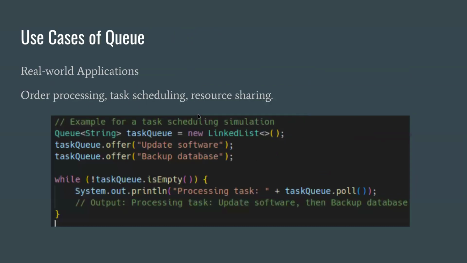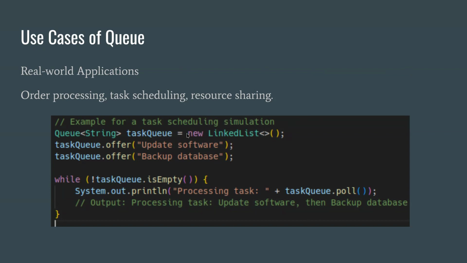Use cases of queue. Queues are really versatile, and you can find queues in many applications. They are fundamental in systems where order needs to be preserved, such as in order processing systems or in task scheduling. So you can take a simple example where we are doing a task scheduling simulation.